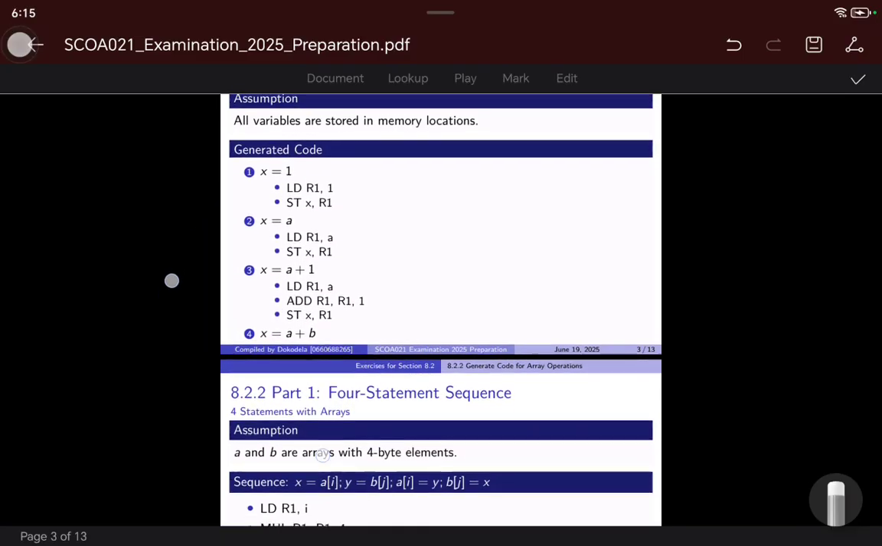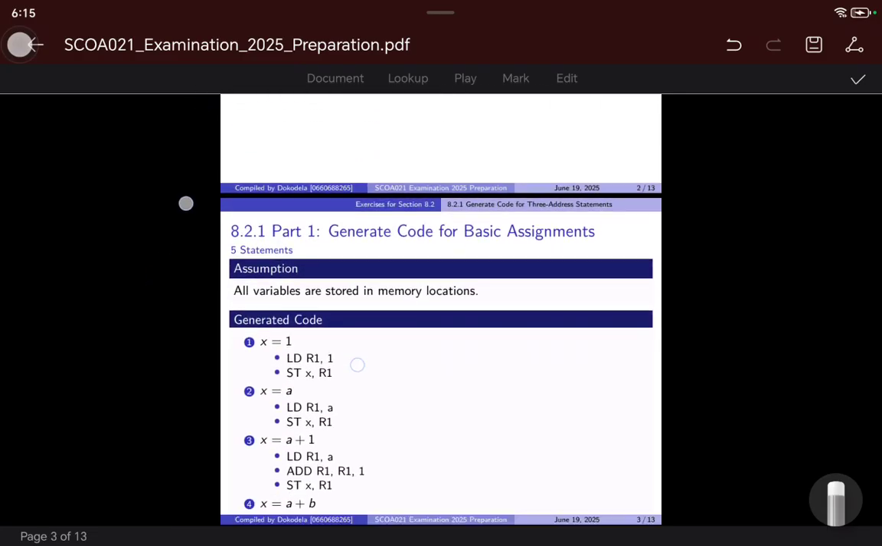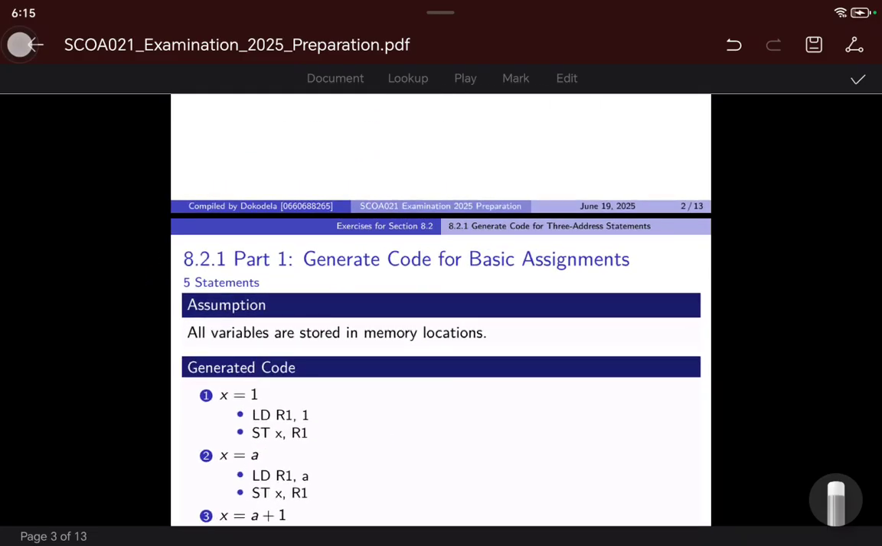Yeah, we need to start from here. I think we can start with the first one. This one, we are generating code for basic arguments or assignments.